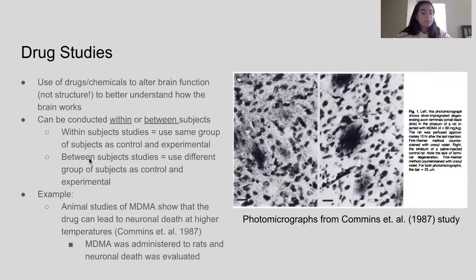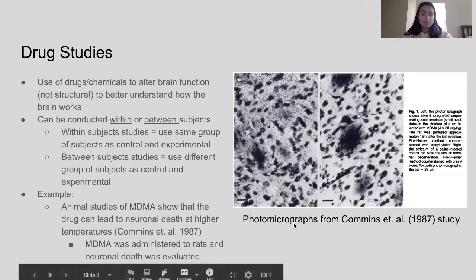Alternatively, between-subject studies use different groups of subjects as control and experimental groups. This type of study requires a larger sample group, but also allows for more time efficiency as the placebo and experimental groups can be evaluated at the same time, and allows for larger generalizations to be made from the data. One example of a drug study is from an article about the introduction of MDMA into rats leading to neuronal death. The image to the right shows the difference in neuronal presence prior to MDMA introduction and after MDMA introduction. This is also a within-subject study because it is the same rat's neurons being evaluated in these two images.